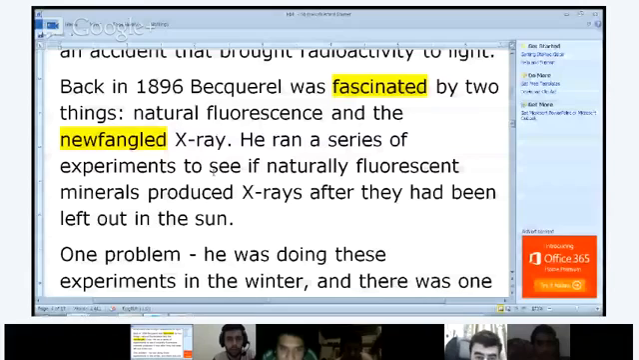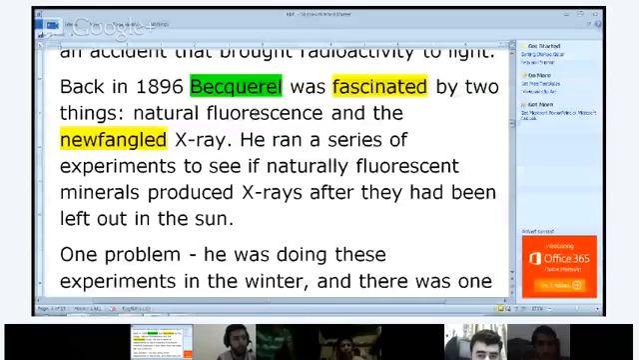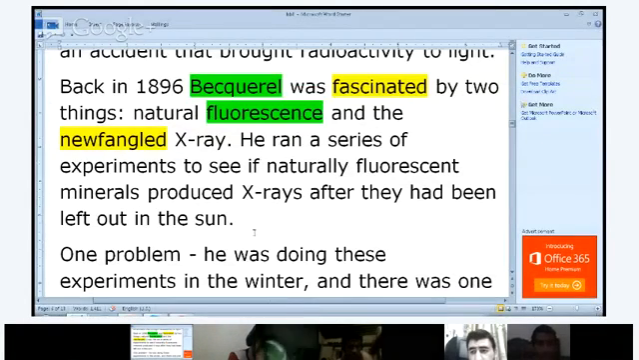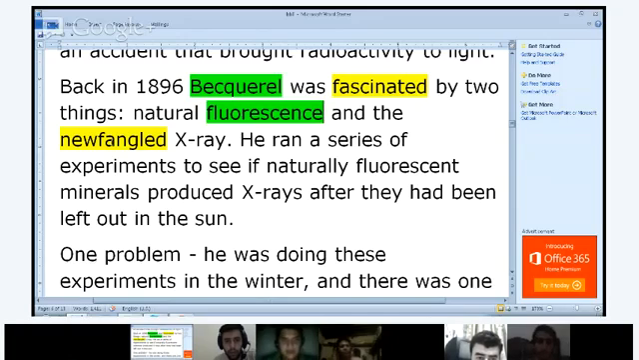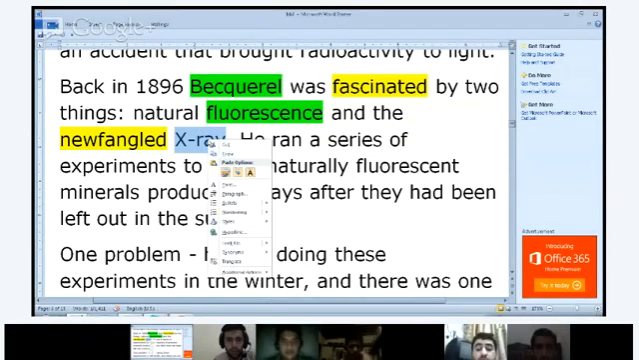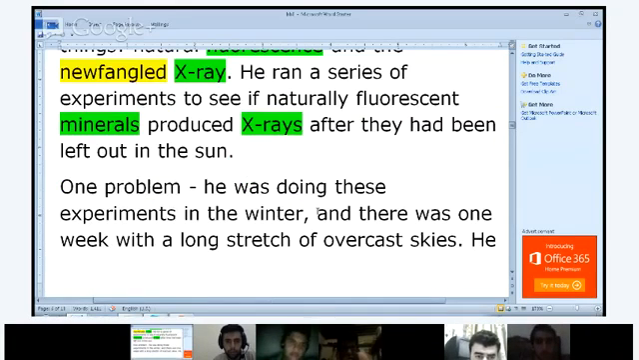Okay, great job. I'll just get you to stop there for a second. So Becquerel, the scientist, was really interested in two things. Things that were fluorescent, that fluoresced, and I think that means they glowed, they gave off light, and this newfangled, which means brand new, something new and exciting, X-rays. He wanted to see that if he left some minerals out in the sun, would they produce X-rays? So this was the experiment. But continue, please, Mohammed.